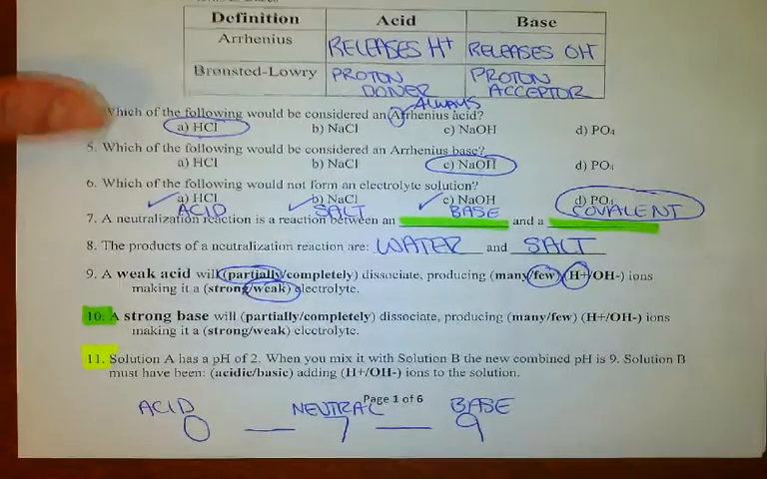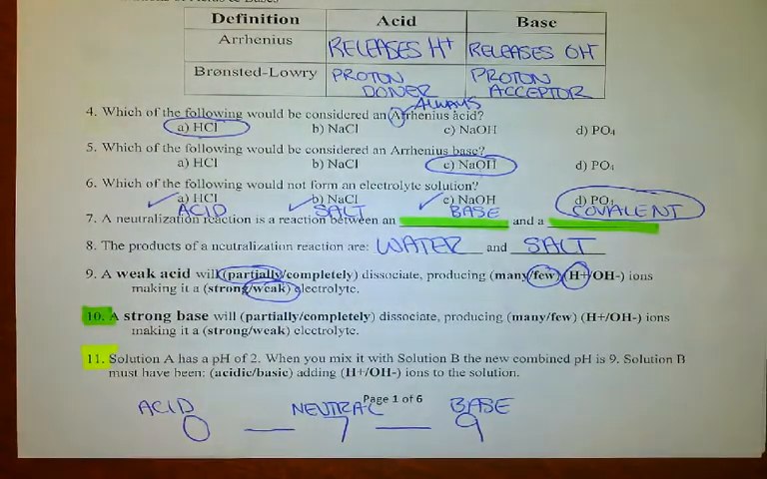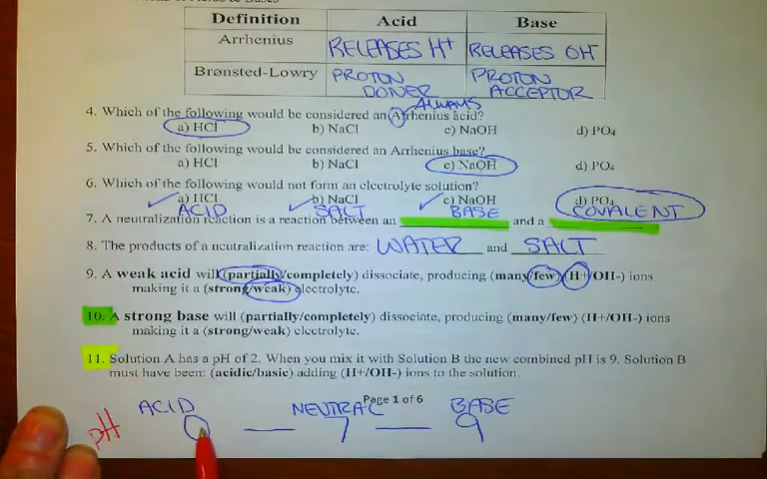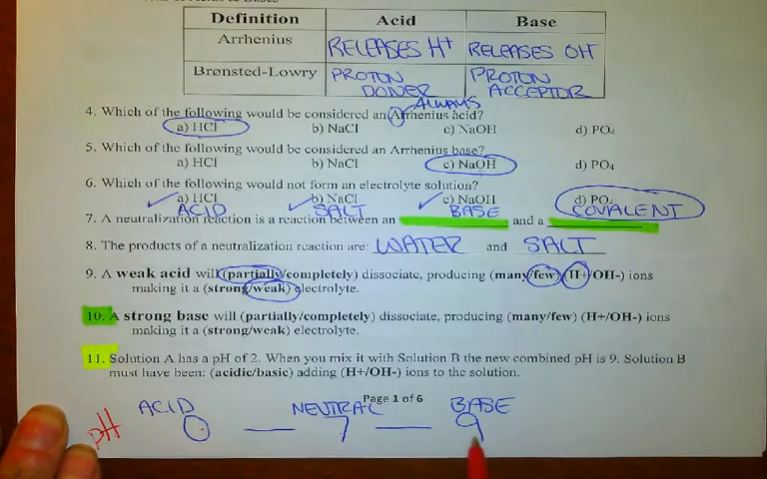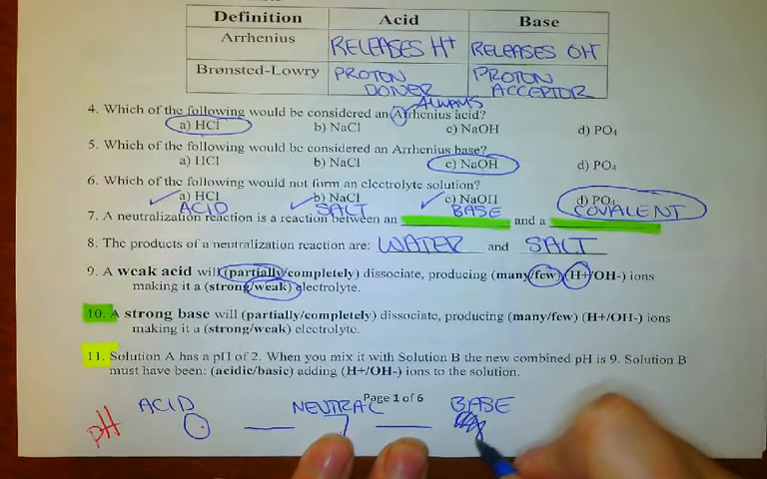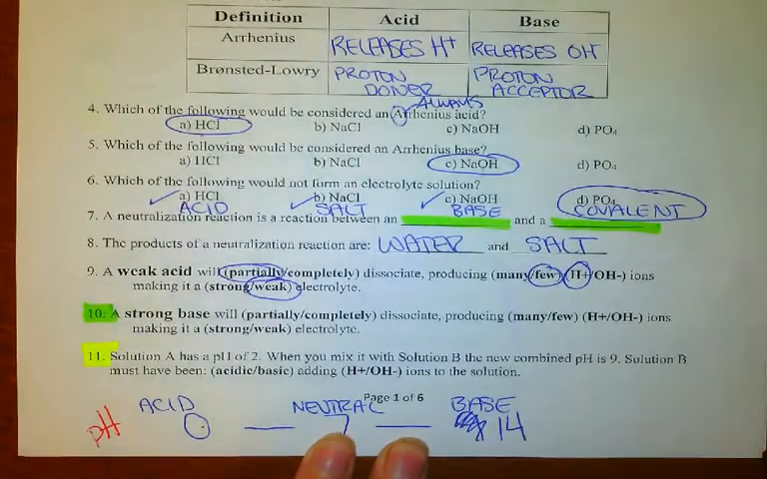Looking down here at the rest of the page, go ahead and check your answers, see what you're doing. I want to look at number 11 together, though. For number 11, I drew up a number line on the pH scale, saying that 0 is acidic, 7 is neutral, and, oh wow, I put 9. That's true, it's a base, but I probably should have just put 14 there.